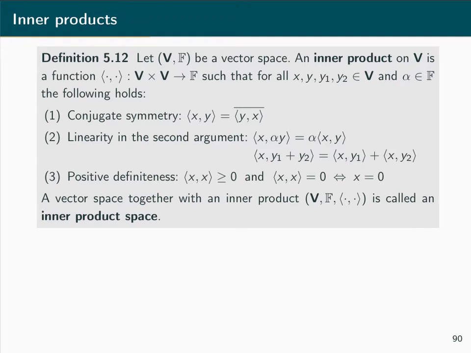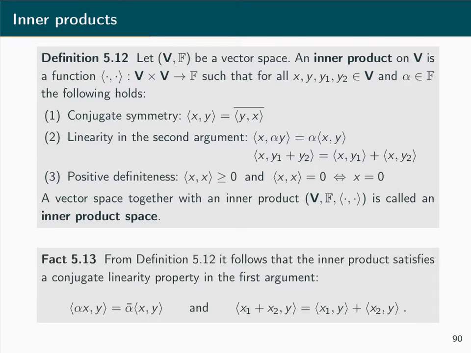Third, we must have the property of positive definiteness, which means that if I take the inner product of a vector x with itself, then this must always be non-negative, and moreover, the inner product of x with x can be zero only if the vector x itself is the zero vector. We will call a vector space together with an inner product defined on the vector space an inner product space.